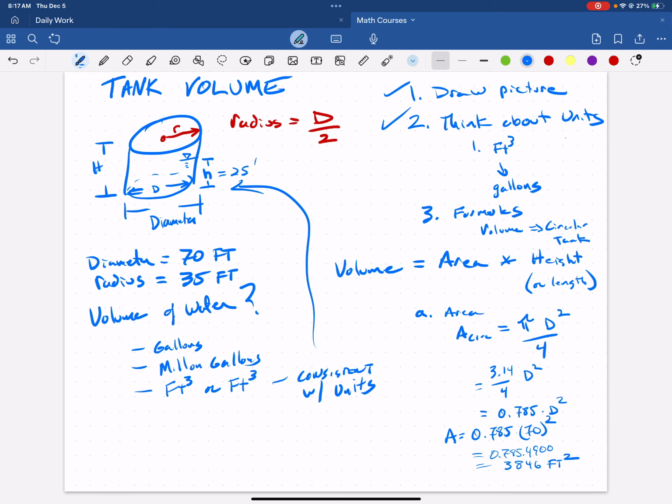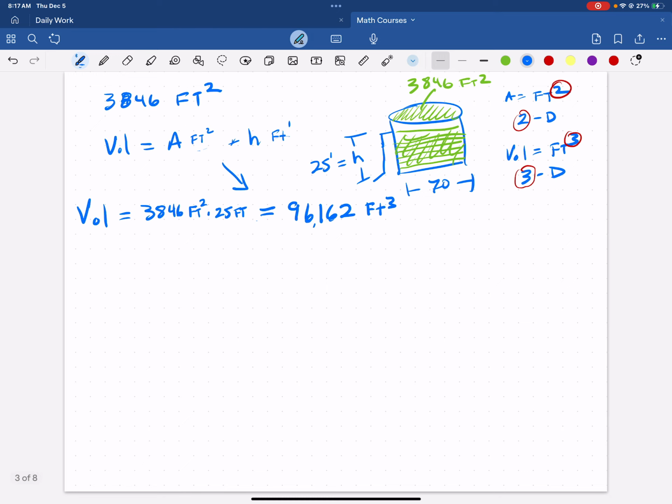So now we've figured out the tank volume, 96,162 cubic feet. Now for grins, let's convert that. So if we want to convert volume, cubic feet, to a volume of gallons, so these are all in volumetric units. A gallon by de facto is 3D.